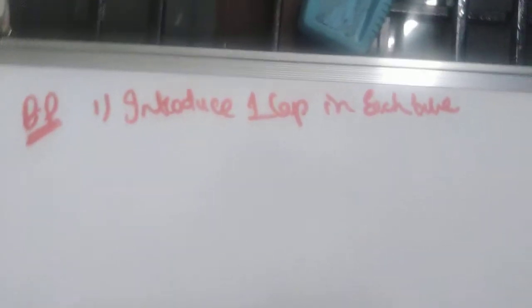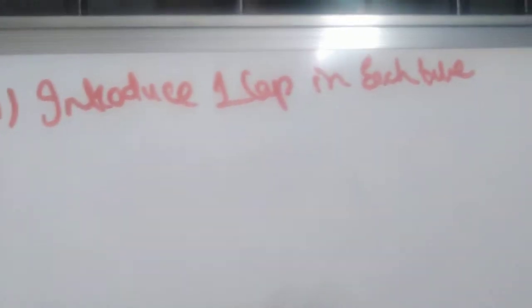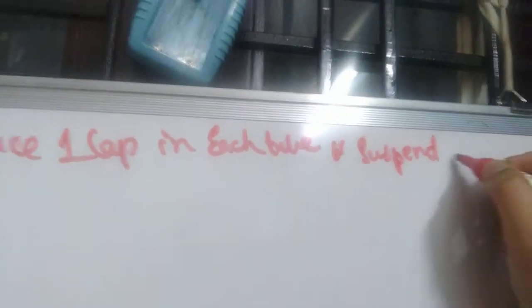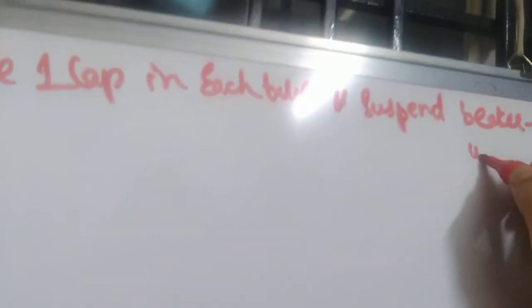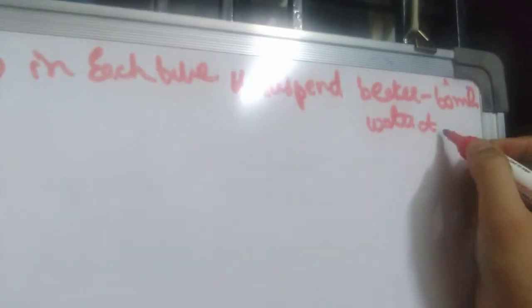Write down. First, you have to introduce one capsule in each tube. You will have 6 tubes, so you have to introduce 6 capsules, one capsule in each tube, and suspend the apparatus in a beaker containing 60 ml of water at 37 degrees centigrade. This is your first step.